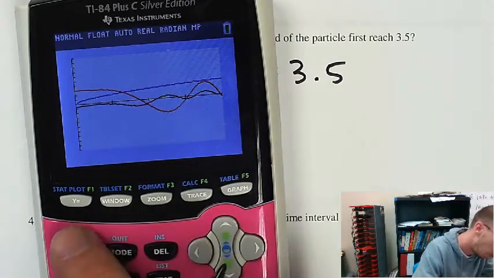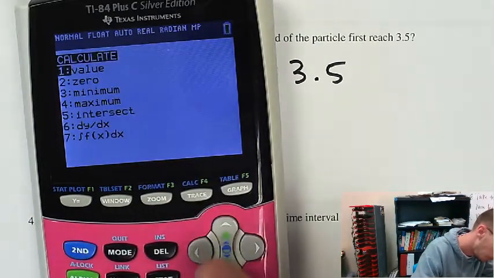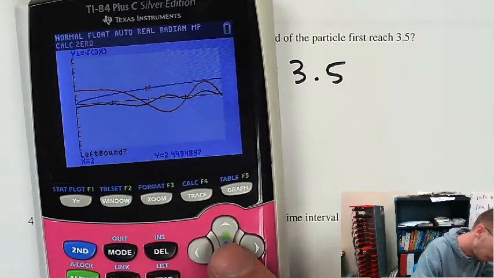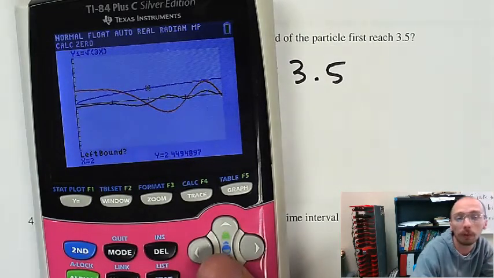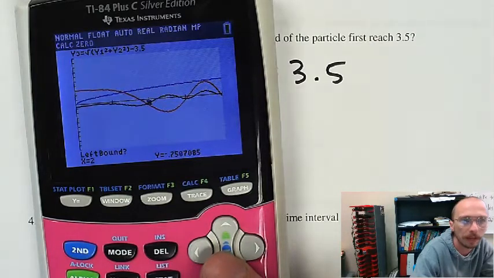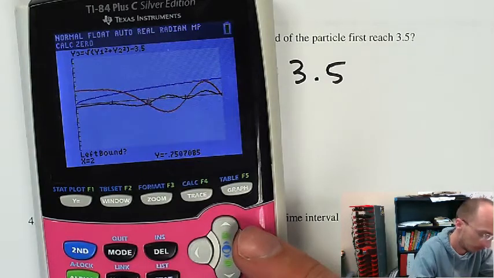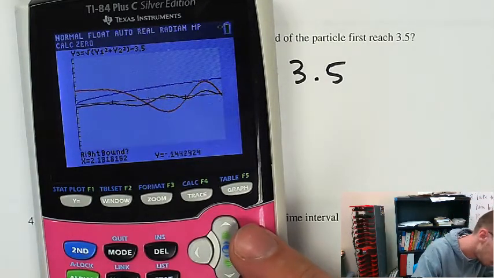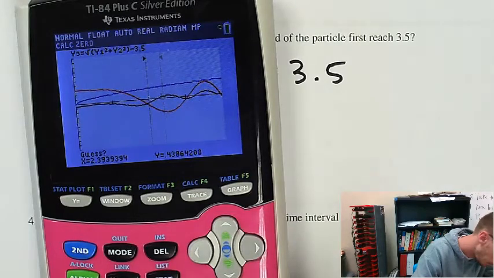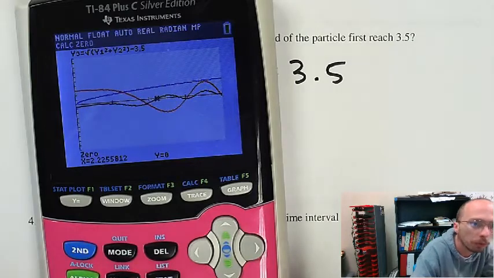Okay, so I want to calculate the 0, but see, it's going to default to the blue curve. It's going to default to y1. So I've got to scroll down. Okay, then it's the red. Now it's the black. Okay, that's a left bound. I'm going to scroll over to the right until it goes above the x-axis. That's a right bound. And the first time is at t equals 2.223.